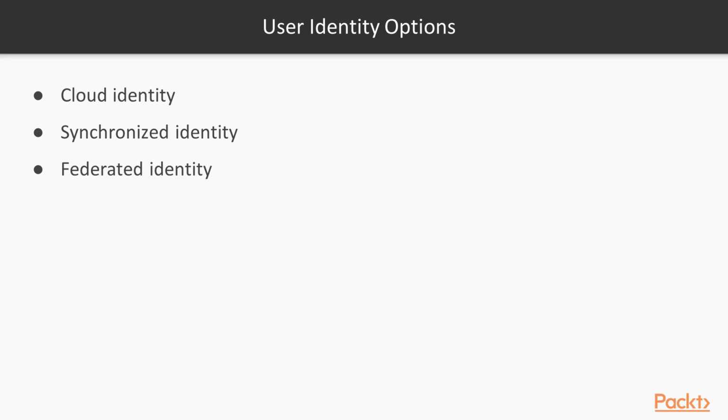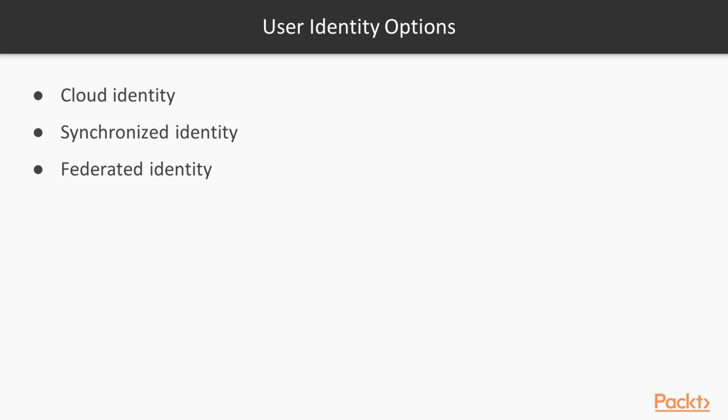And Federated Identity. The Federated Identity model requires that a synchronized identity model is already in place. However, in this case, the password hash is not synchronized to Azure AD, as passwords are verified by on-premise Active Directory to provide a single sign-on experience. This model typically uses Active Directory Federation Services, or ADFS, and is the most complex model to implement. Additional network and server infrastructure is required to achieve high availability.